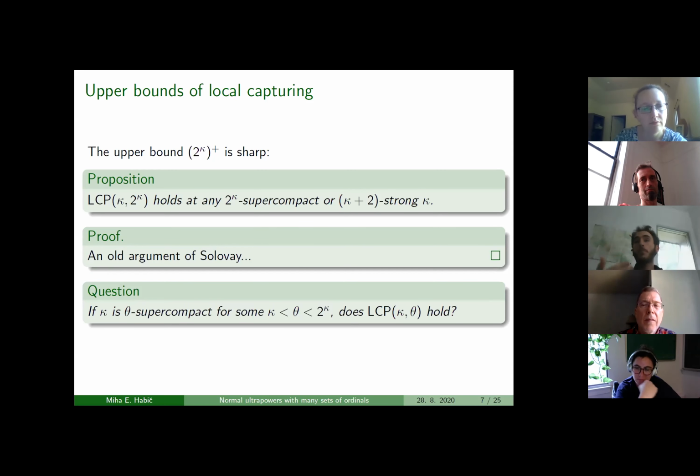In that argument by contradiction, you crucially use the full 2 to the kappa supercompactness. If you don't have that, if you just have theta supercompactness for some theta less than 2 to the kappa, you just cannot run that particular argument. And I don't know of a different way of deducing LCP from theta supercompactness. Thanks.